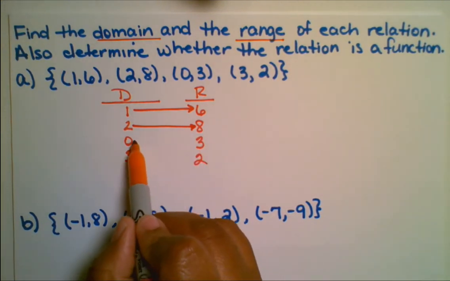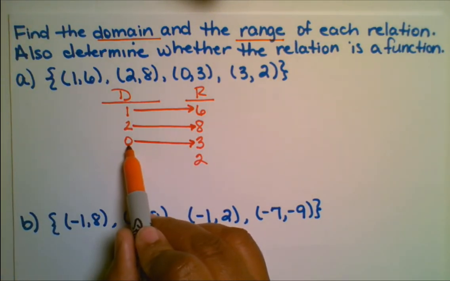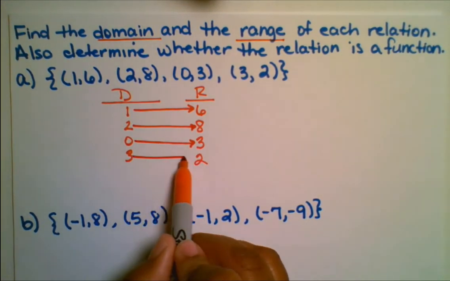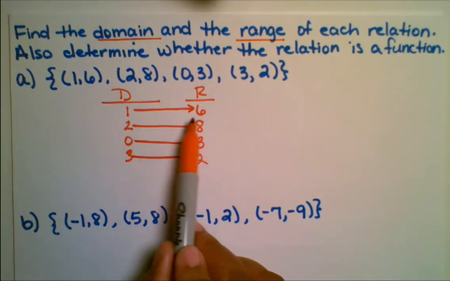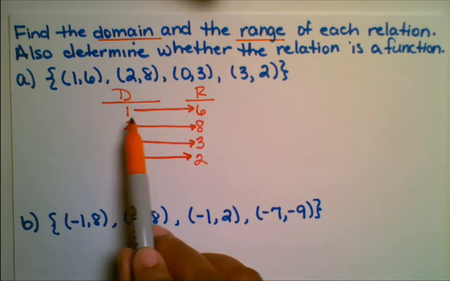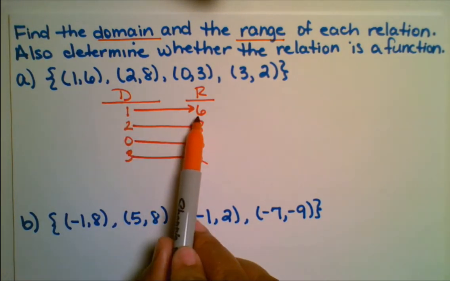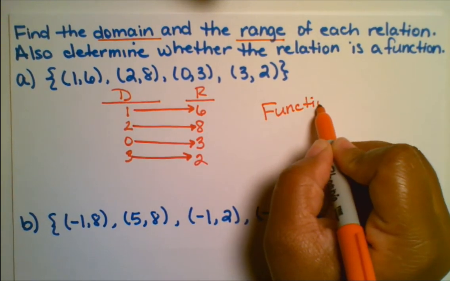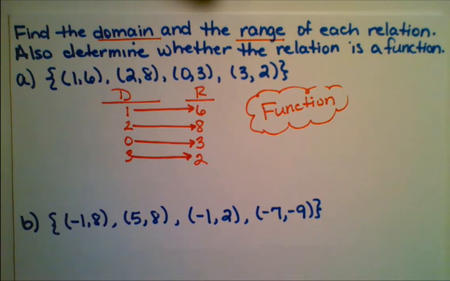0 is being paired with 3. An x coordinate is being paired with exactly one y coordinate. And then the 3 is being paired with the 2. So what we're saying here is that because the x coordinates listed here are each being paired with exactly one y coordinate, it will make this relation a function. We have a function.